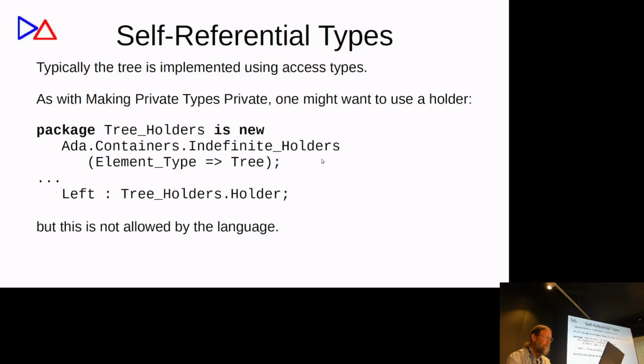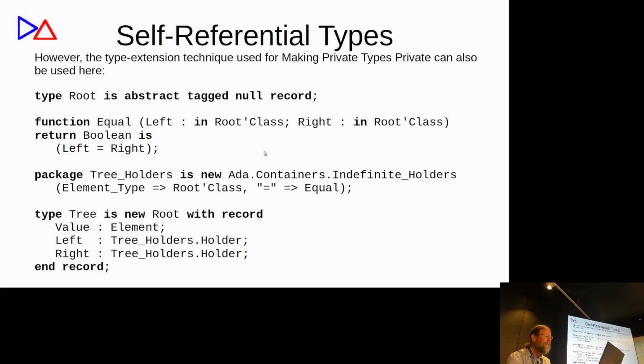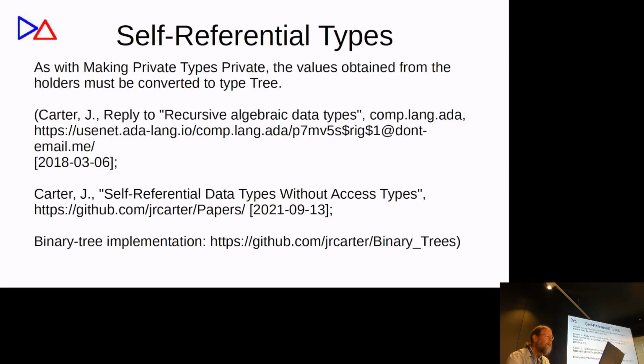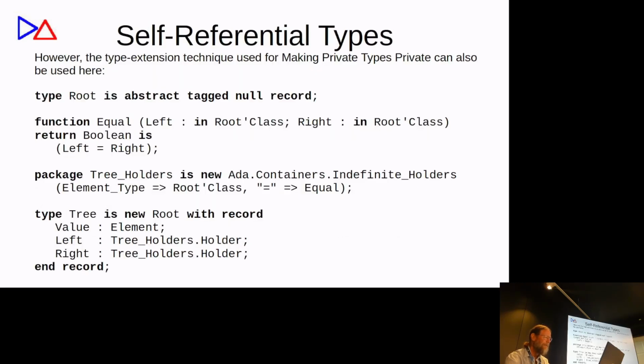And that's why you use the class-wide type approach, which is very similar here as it was in making private types private. And again, you have to convert types that you extract from the holder to the actual type, tree in this case.